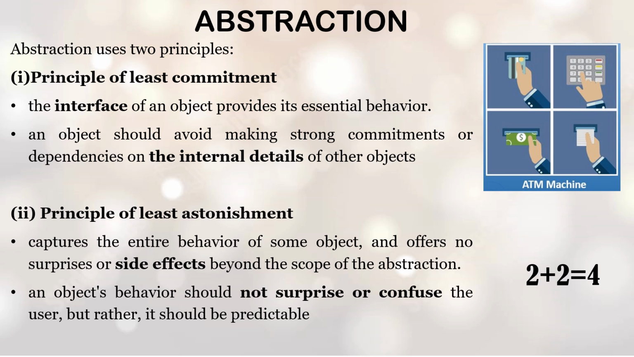The second principle is the principle of least astonishment. Suppose I give 2 and 2 as input. When I add 2 and 2, I should get 4. It should not give me the wrong result and it should not lead to any other side effects.